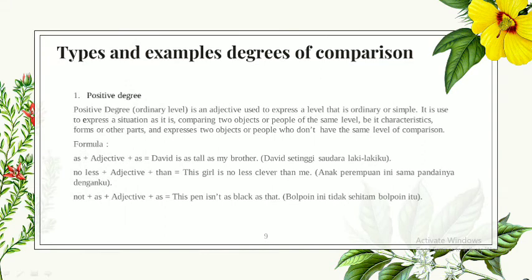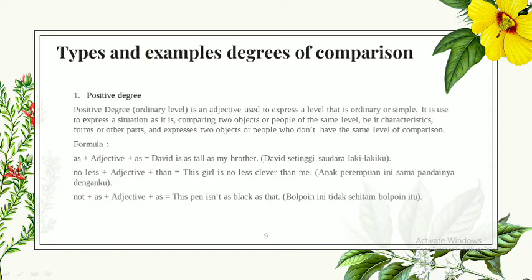Next, we talk about types and examples of degree of comparison. The first is positive degree. Positive degree, or ordinary level, is an adjective used to express a level that is ordinary or simple. It is used to express a situation as it is, comparing objects or people of the same level with the same characteristics, and to express objects or people who don't have a level of comparison.